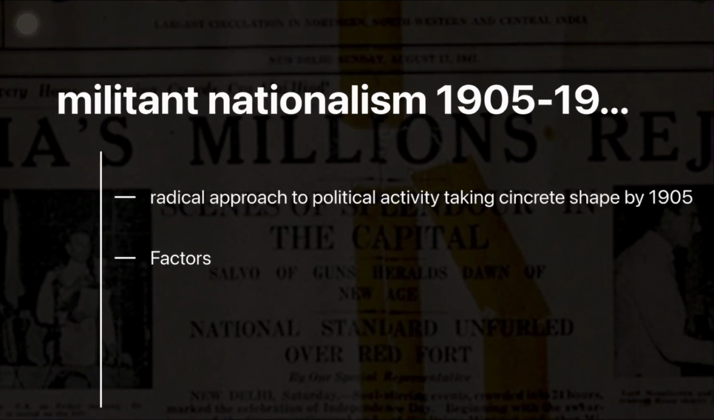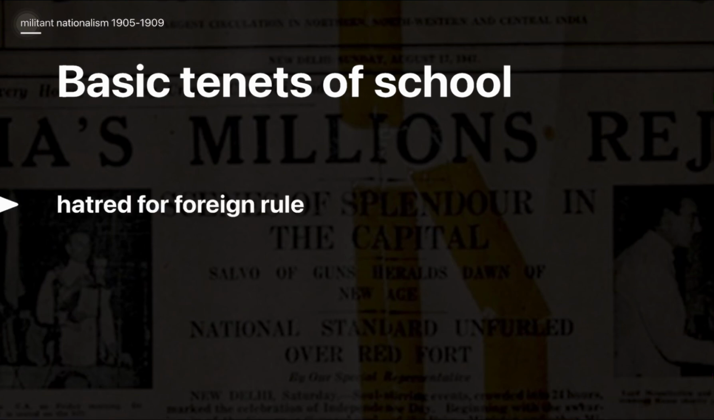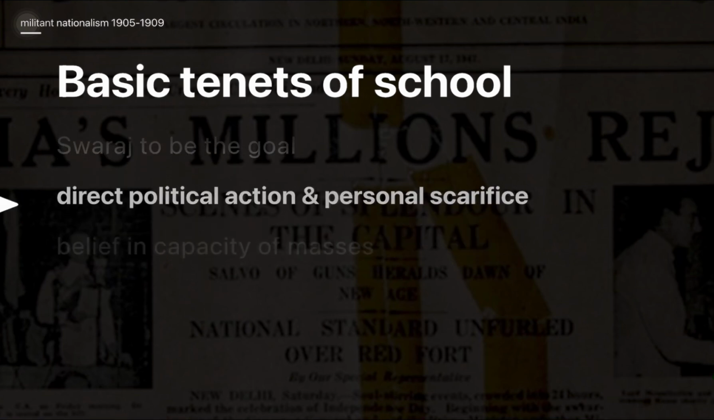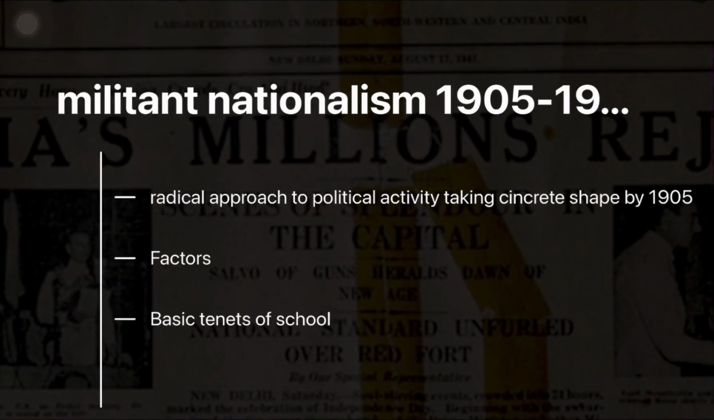What were the basic tenets of the school of militant nationalism? Hatred for foreign rule, Swaraj to be the goal, direct political action and personal sacrifice, belief in the capacity of the masses. We have covered how the struggle begins.